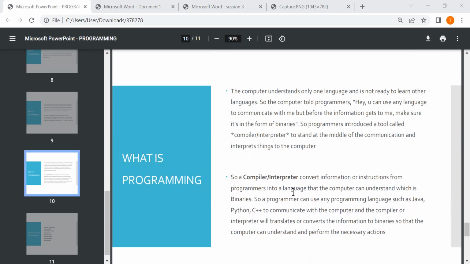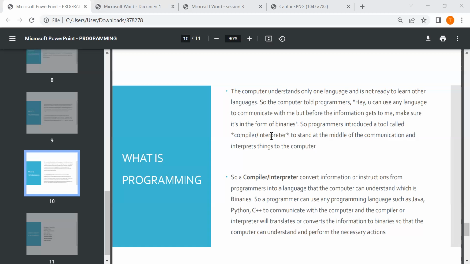So programmers introduced different languages that they can use to communicate with the computer aside from the binary language. And the cost of introducing those languages, known as programming languages, is a tool known as a compiler or interpreter. So a compiler or interpreter is a tool that stands in the middle between the programmer and the computer and interprets the information that the programmer is trying to pass to the computer.